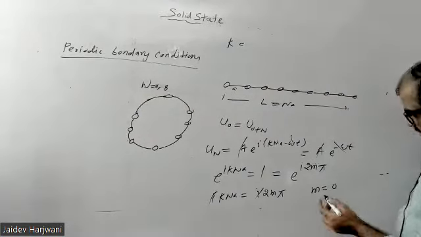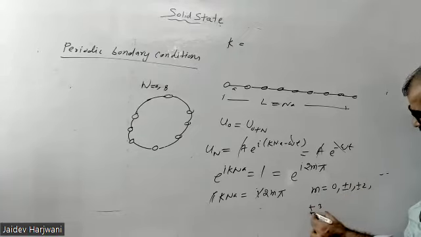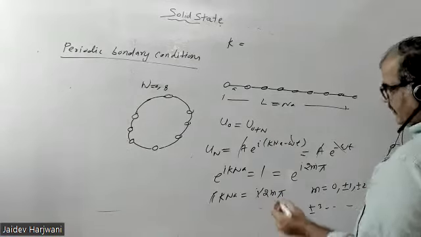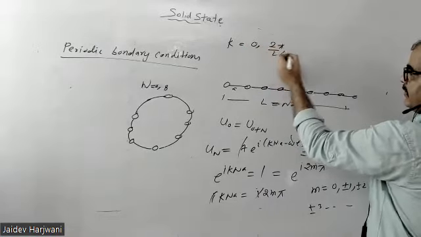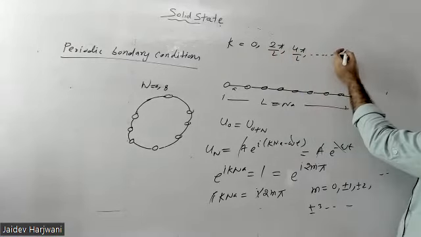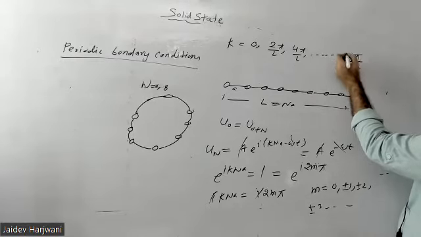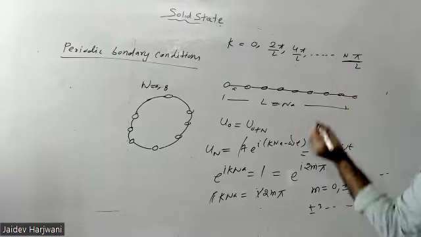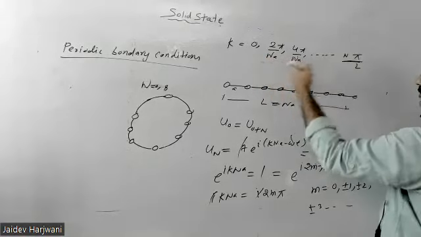So now your m can have 0, plus minus 1, plus minus 2, plus minus 3. It can have a negative value also. So my k can have what values? 0, 2 pi by L, 4 pi by L, up to what? Pi by L, up to N by 2. This is Na. See, I'm writing here Na. Now k can go up to only pi by a.